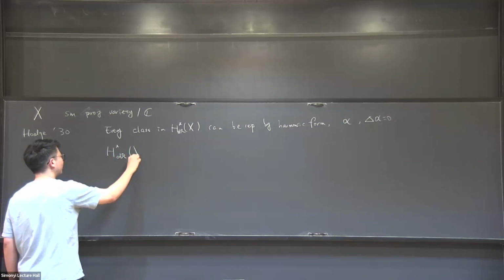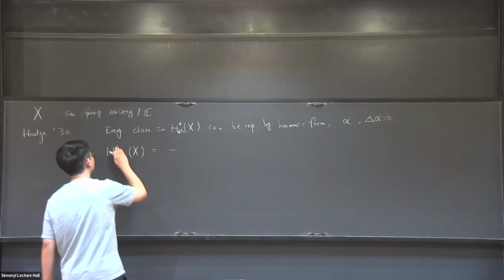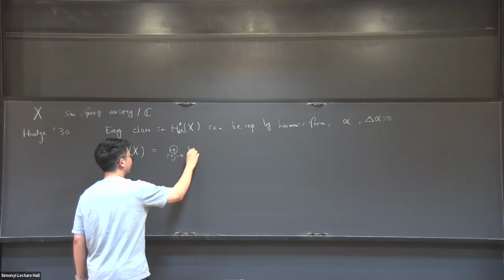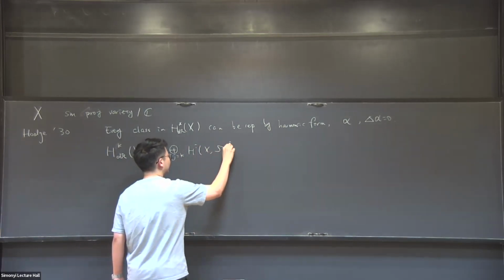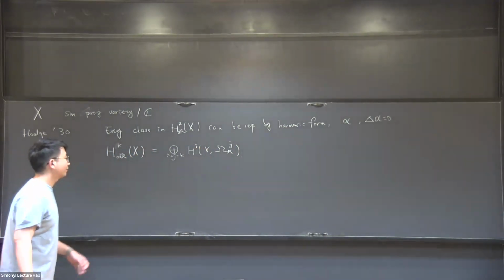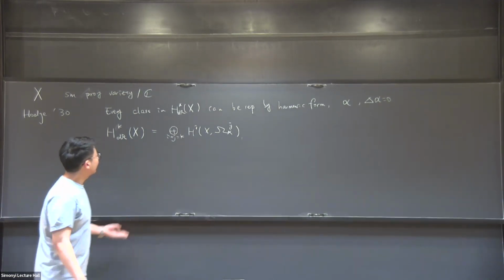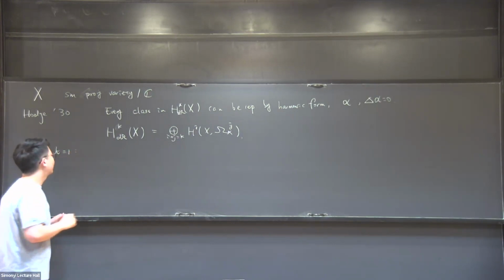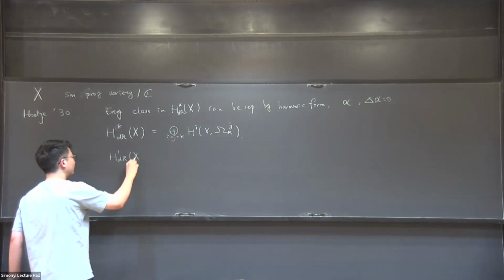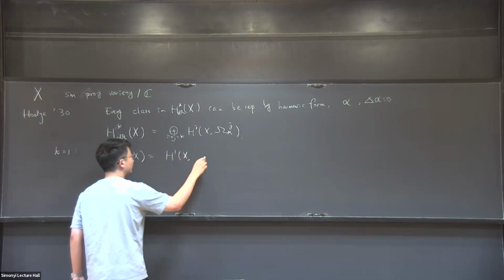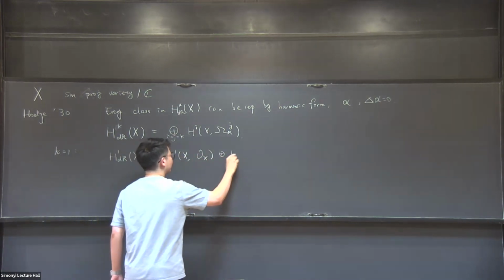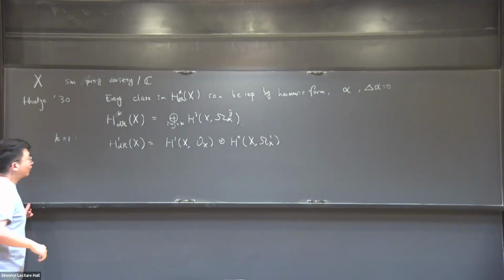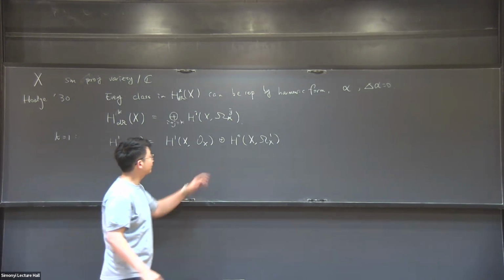So if we take the de Rham cohomology of the variety, the degree k piece is given by the sum over i plus j equals k of H^i(X, Ω_X^j), the cohomology of those j-forms. Today I just want to look at the k equals 1 piece. So this is H^1_dR(X) equals H^1(X, O_X) plus H^0(X, Ω_X^1). Okay, and so this is the first de Rham cohomology. This is the first Dolbeault cohomology.